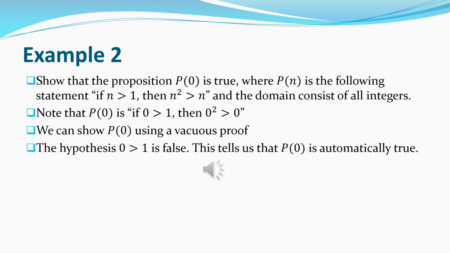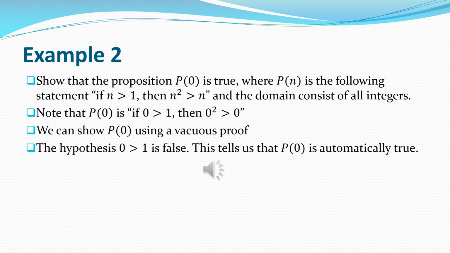Example 2. Show that the proposition P of 0 is true, where P of n is the following statement. If n is greater than 1, then n squared is greater than n, and the domain consists of all integers. Note that P of 0 is: if 0 is greater than 1, then 0 squared is greater than 0.